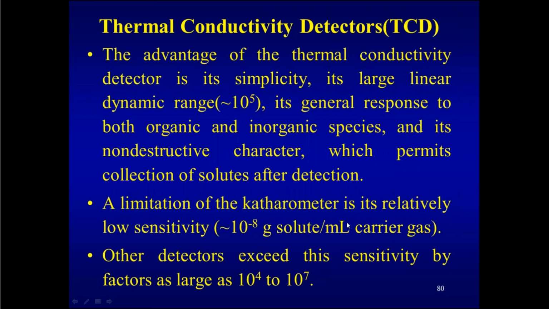You can see the word here, catharometer. Catharometer is another name for thermal conductivity detector. So you could be asked, explain the construction and working of a catharometer. You need to write about the thermal conductivity detector. You could be asked, explain the construction and working of TCD. Again, the same answer: you have to explain about the thermal conductivity detector. So it's another name for TCD. Other detectors exceed this sensitivity by factors as large as 10 raised to 4 to 10 raised to 7. That's what I was telling you. The sensitivity of the ionization detectors is much higher compared to TCD.